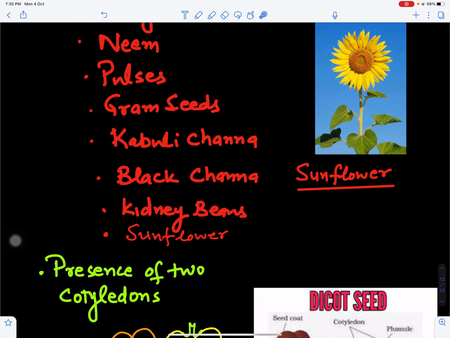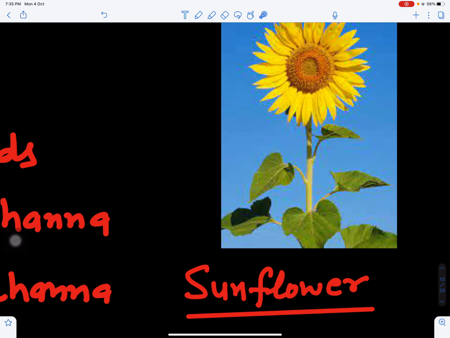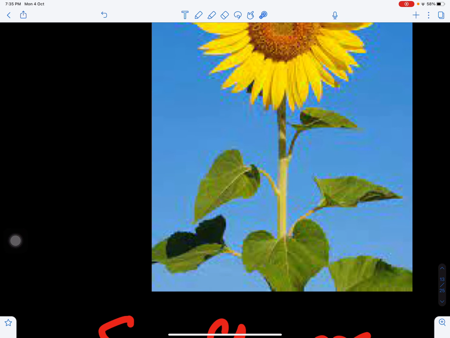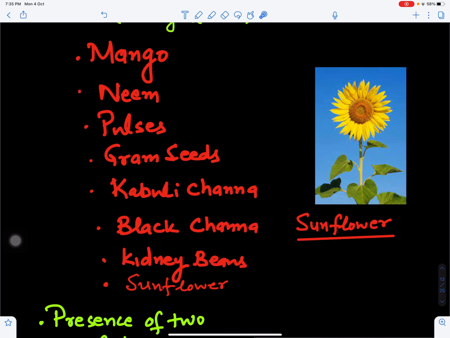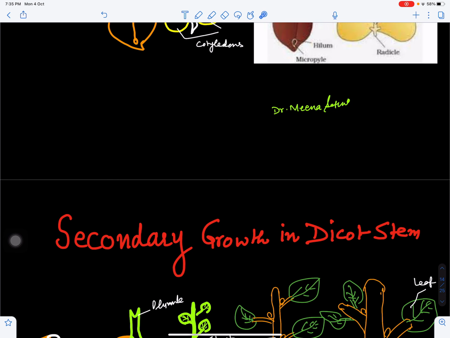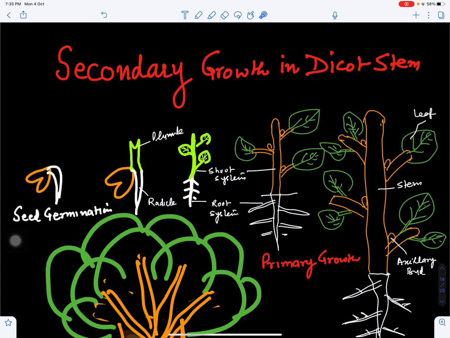To study secondary growth, we'll take the sunflower stem again. Now the sunflower stem here, if we cut its section, this may show primary structure, this may show secondary growth. Now what is primary structure and what is secondary growth? This we'll study in this video.